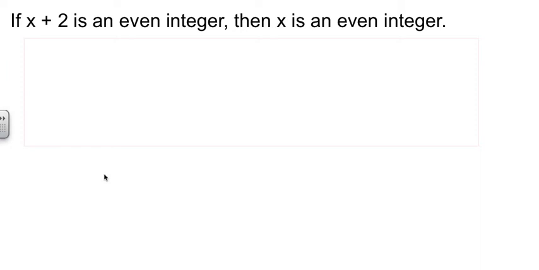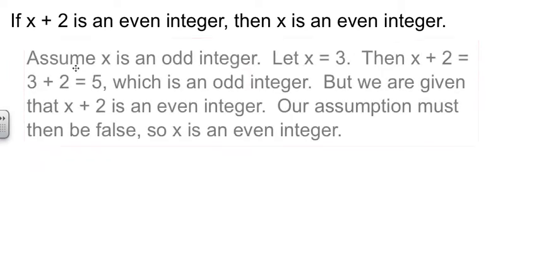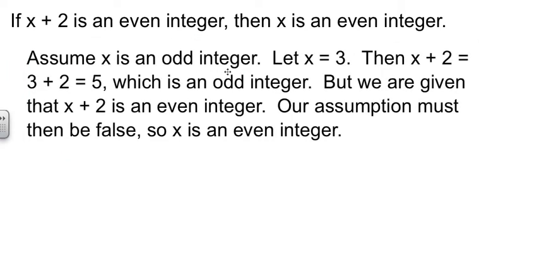Okay. Let's try another one out. Our statement is if x plus 2 is an even integer, then that means x must be an even integer. Well, we're going to assume the opposite of our conclusion. X is an even integer. What's the opposite of that? Let's assume x is odd. So I'm going to pick an odd number. I picked 3. No special reason, just whatever button my finger was close to. So I picked x equals 3. That's definitely odd.